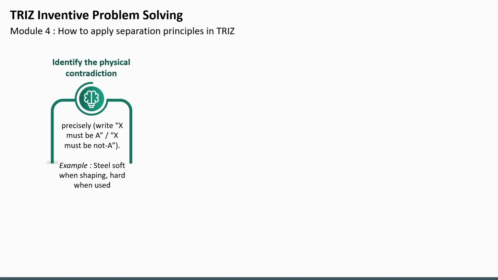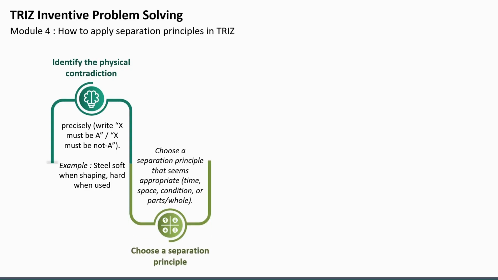And that physical contradiction statement will look like, you need to have characteristic A, but you should also not have this characteristic A. And when to have it, when not to have it, can be decided based on time, can be decided based on a particular condition, can be decided based on a particular position, or both should be coexisting. Both the scenarios should be coexisting. So writing that physical contradiction is the first requirement. And once we know the physical contradiction, then we need to choose the separation principle.